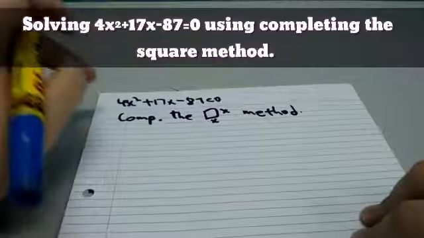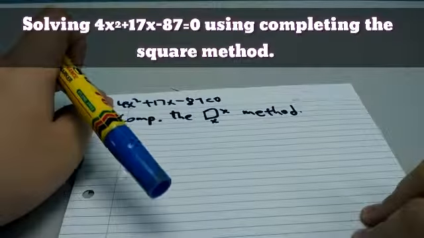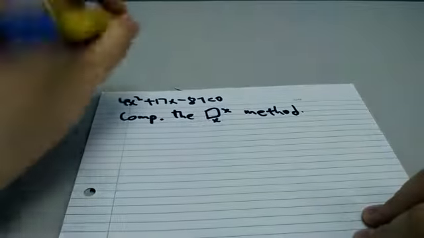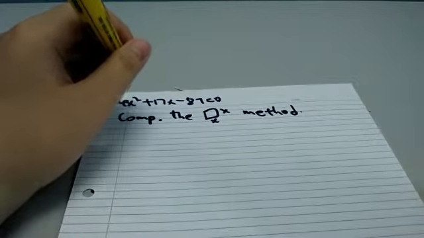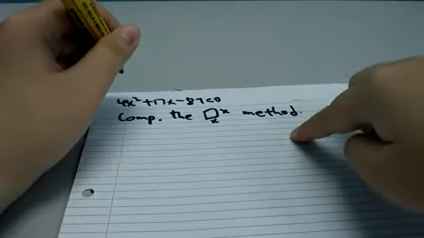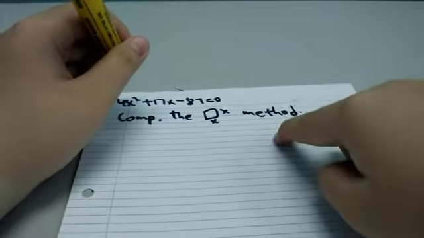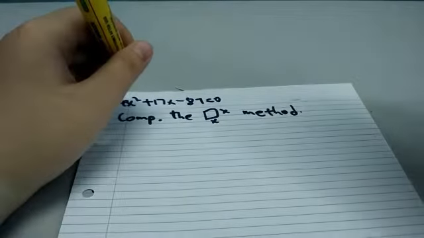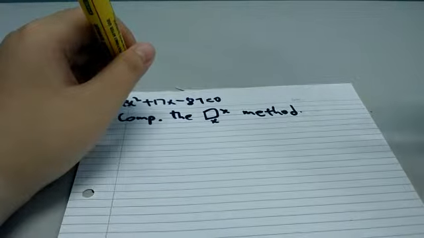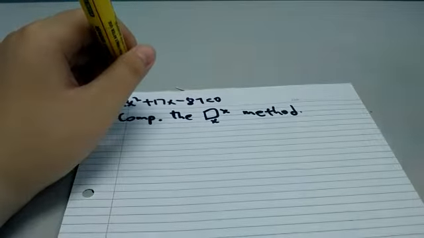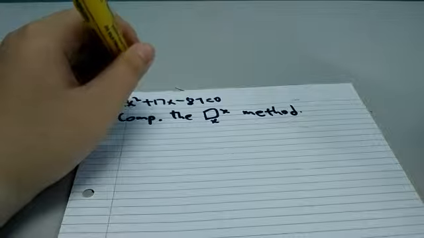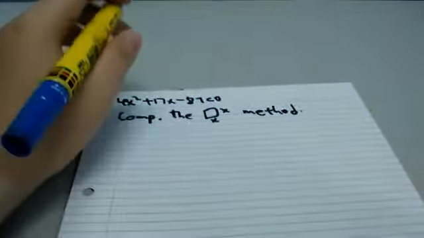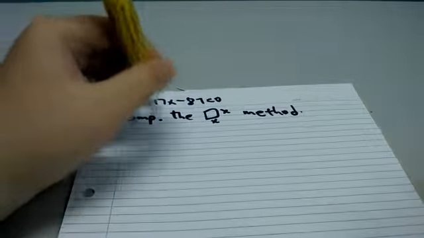So let's try to solve this quadratic equation by using the completing the square method. If you guys see my video about the completing the square method, you will realize that this method takes the longest compared to the quadratic formula and the factorization method. And the quadratic formula method is the fastest way to solve the quadratic equation. So let's proceed with this method.